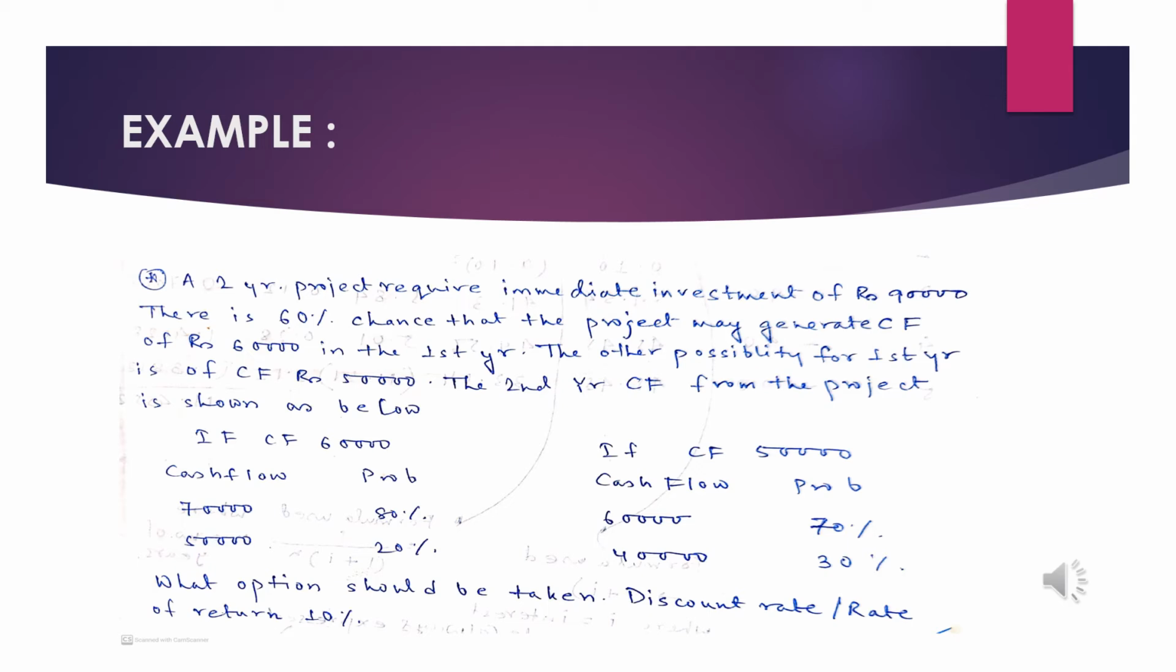If the project receives a cash flow of 50,000 in the first year, the respective second-year cash flow is either 60,000 with a probability of 70%, or 40,000 with a probability of 30%. Now it is the organization's decision what should be done, keeping in mind the rate of return or discount rate of 10% per annum. This is the problem. In the next slide, we will talk about how to solve it.